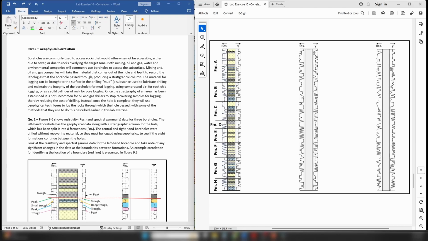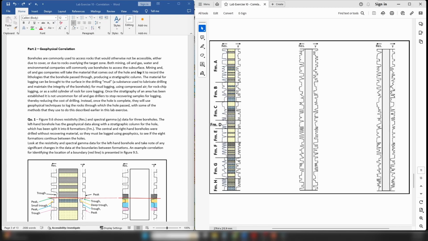So the first part is going to deal with boreholes, and if you remember, boreholes are commonly used as a method to access rocks which would otherwise be inaccessible due to cover. So it's a method that's used by a range of different companies, including mining companies, oil and gas, water, environmental companies. And essentially what you want to do is drill down and analyze the rocks that you are passing through as you drill downwards.